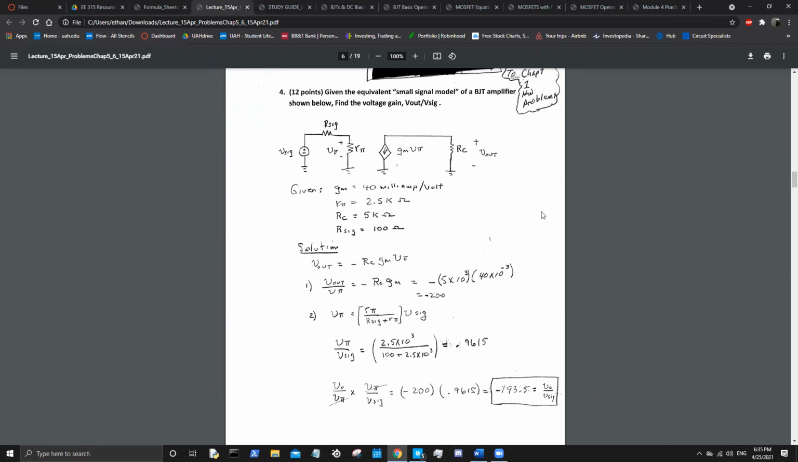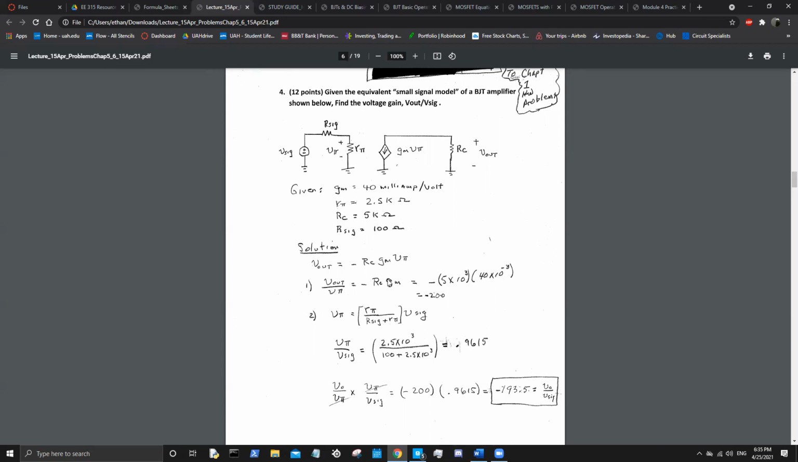V out over V sig, which is V sig's just the input technically. It's just what you're slapping into the amp. And then solving for V pi, he does it in an interesting way. I like it because you see the voltage division, where he uses the ratios to cancel the V pi and just get the thing. I like that. This is straight up a chapter 1 homework problem.